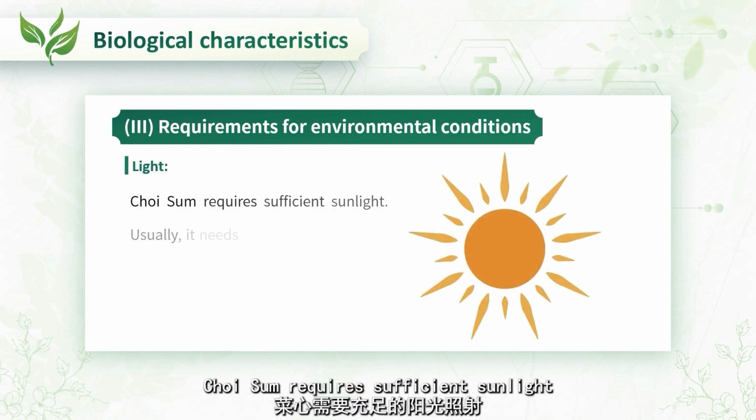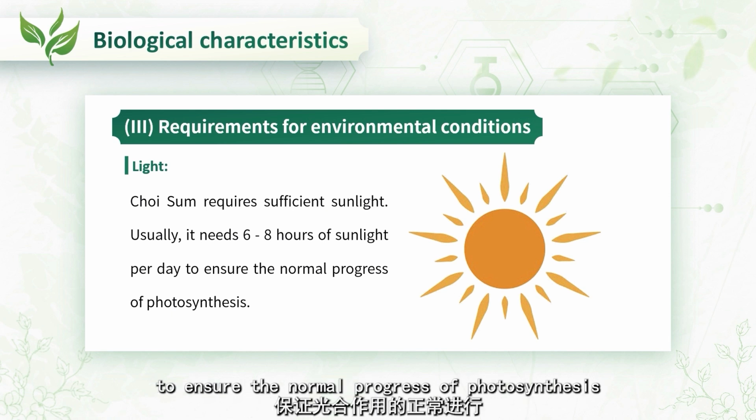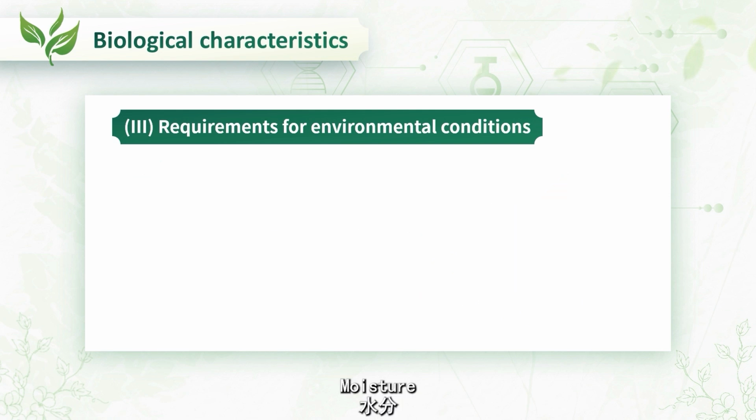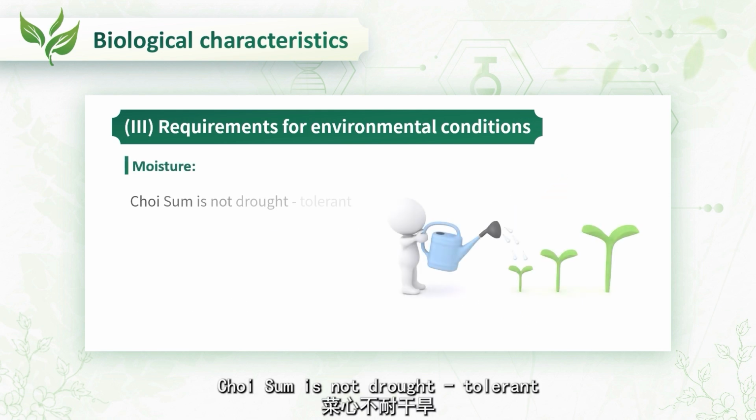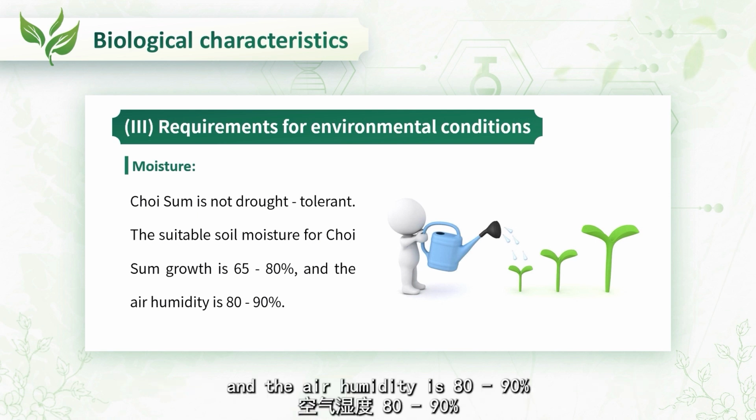Light. Choy sum requires sufficient sunlight. Usually, it needs 6-8 hours of sunlight per day to ensure the normal progress of photosynthesis. Moisture. Choy sum is not drought tolerant. The suitable soil moisture for choy sum growth is 65-80%, and the air humidity is 80-90%.